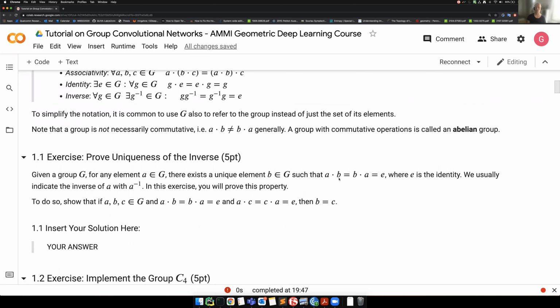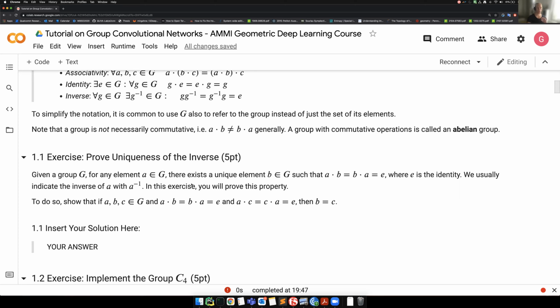So here you have the first exercise. This is just a simple test to see if you understood these properties. In this exercise, you need to prove the following statement. We have seen that for each group element, there exists a group element which is its inverse, such that if you do G times G inverse, you get the identity. It turns out that in a group, this inverse element is always unique. So there's a single group element that we call G inverse, such that G times G inverse is equal to the identity.